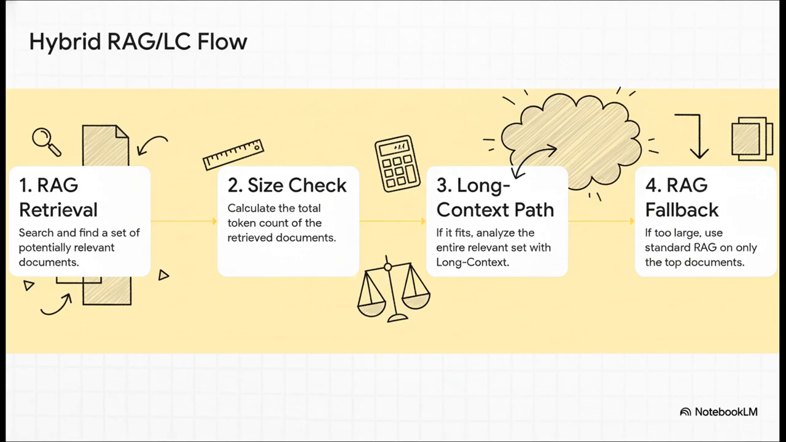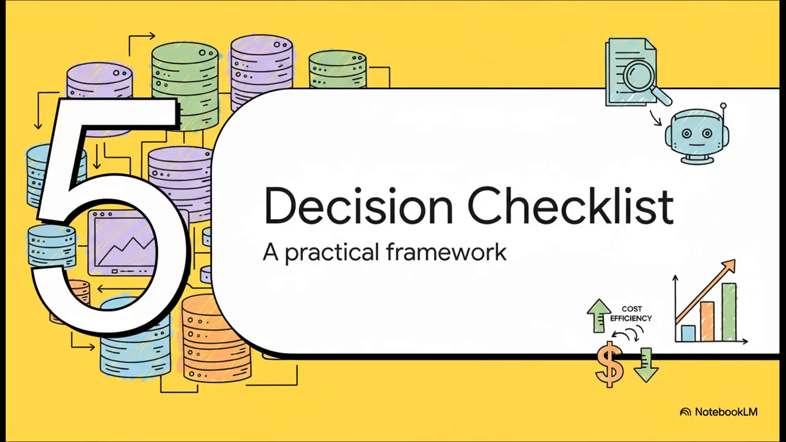Then, the system does a quick check. Okay, how big are these 20 docs altogether? If they're small enough to fit into the context window, boom, you stuff all of them in and let the long context model get a super deep understanding of that specific, relevant information. But if it's too big, no problem. It just falls back to a normal RAG approach. It's brilliant, right?